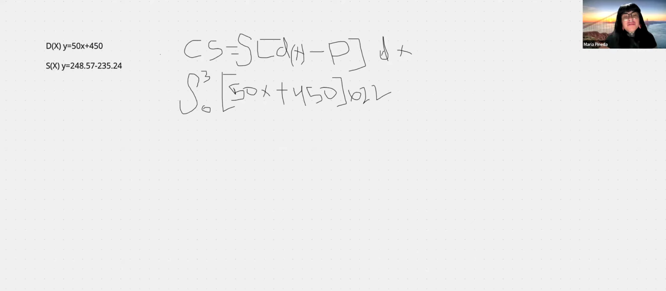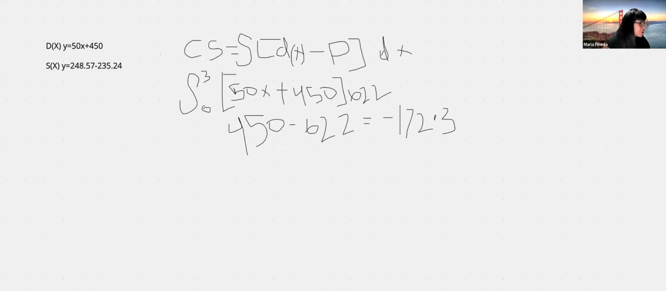The first step is to subtract these two. So 450 minus 622 is negative 172. And we're going to multiply this by 3, so times 3 is negative 516. Now we're going to bring down this 50.